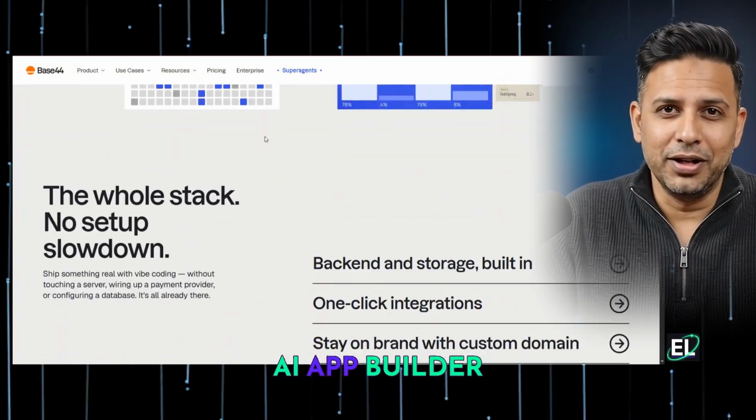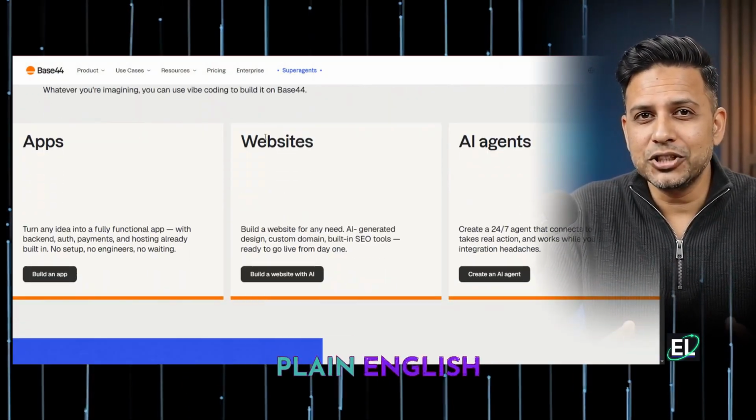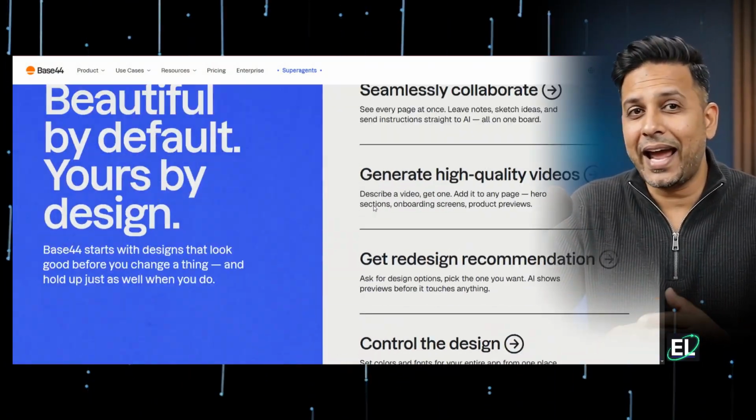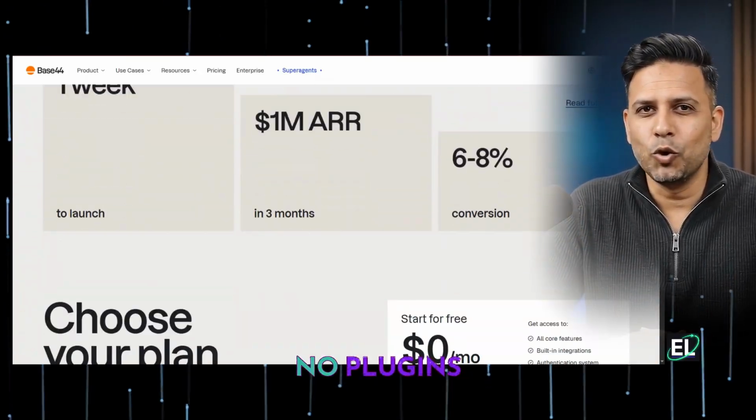Base44 is an AI app builder. You type what you want in plain English and it builds the front end, back end, and database. All at once, no plugins.